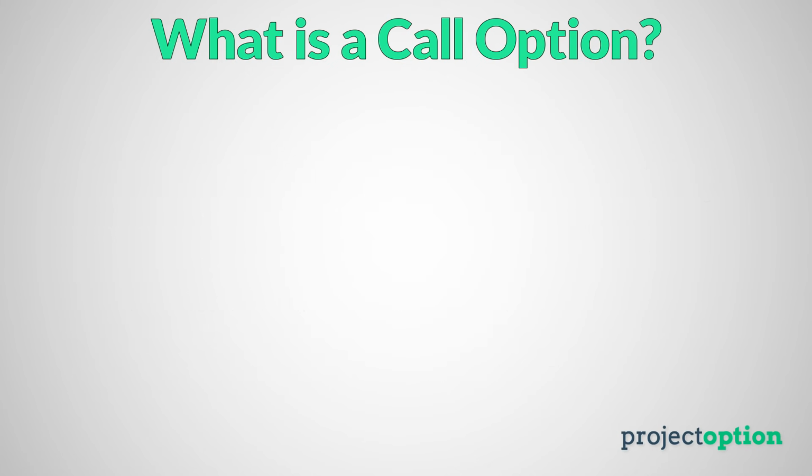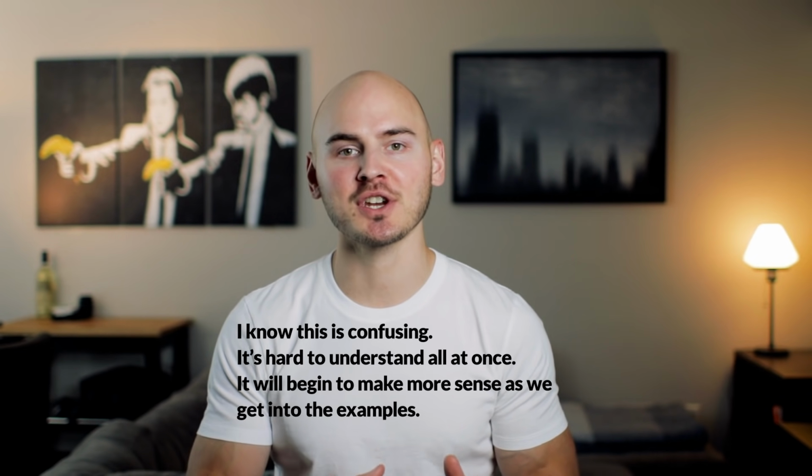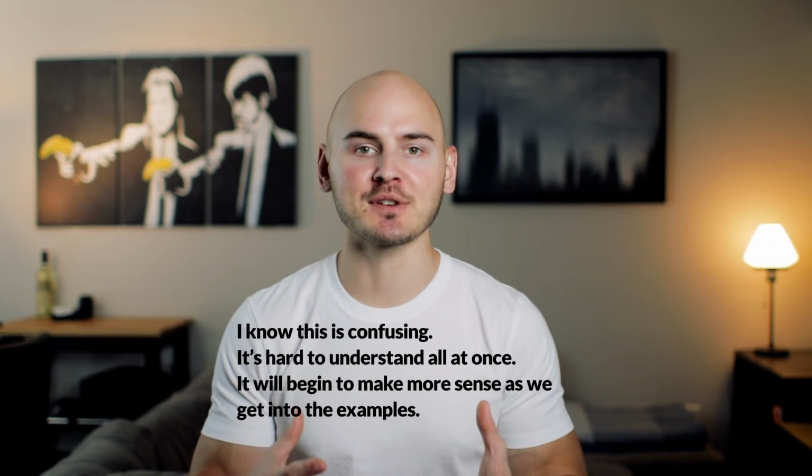For example, if a call option has a strike price of $105 and that call option is exercised, the call option buyer will purchase 100 shares of stock at $105 per share, which is the call option strike price. So a strike price is simply the price at which shares will be traded should the option be exercised.